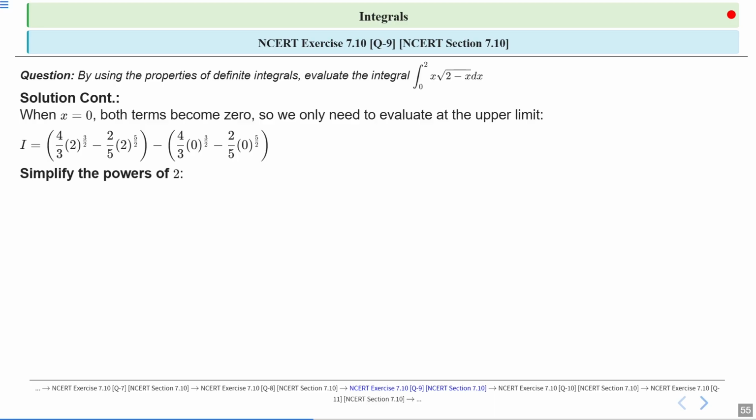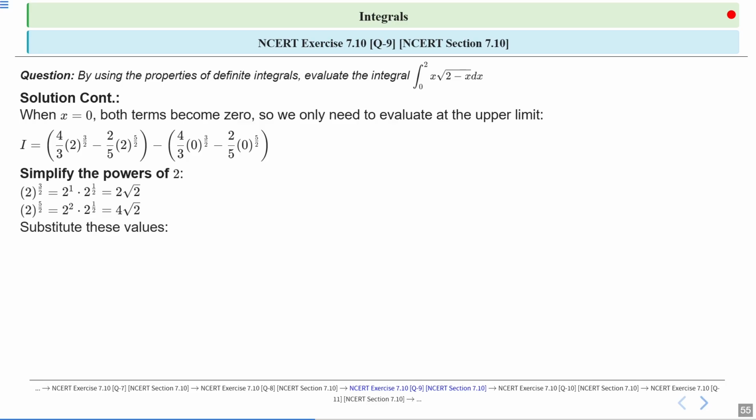Now we have to simplify the powers of 2. So we need to calculate 2 to the power 3 by 2. When we need to calculate a fractional power of 2, we know the property that x to the power a plus b is x to the power a into x to the power b. So we can write 3 by 2 as 1 plus 1 by 2. So it becomes 2 to the power 1 into 2 to the power 1 by 2, that is 2 root 2. And 2 to the power 5 by 2: 5 by 2 can be written as 2 plus 1 by 2. So it becomes 2 to the power 2 into 2 to the power 1 by 2, and that is 4 root 2.